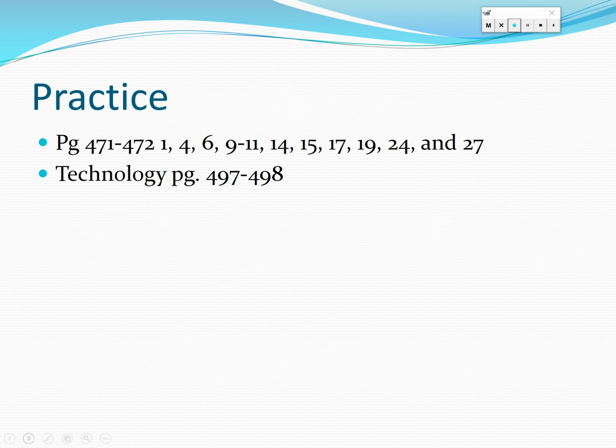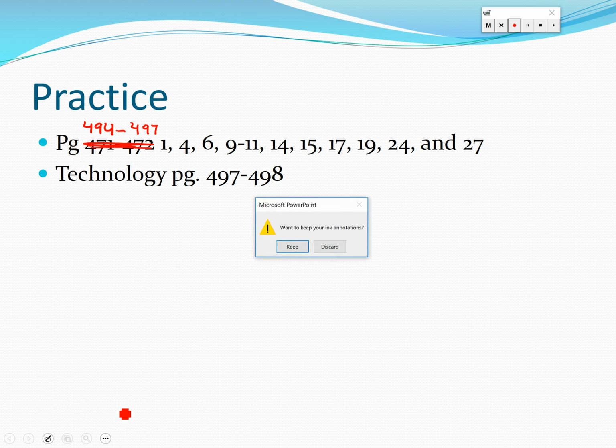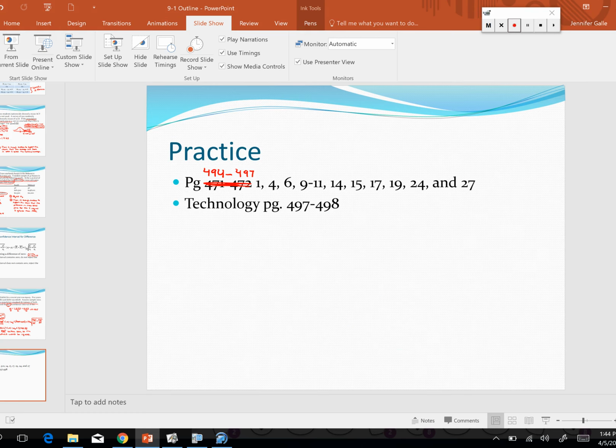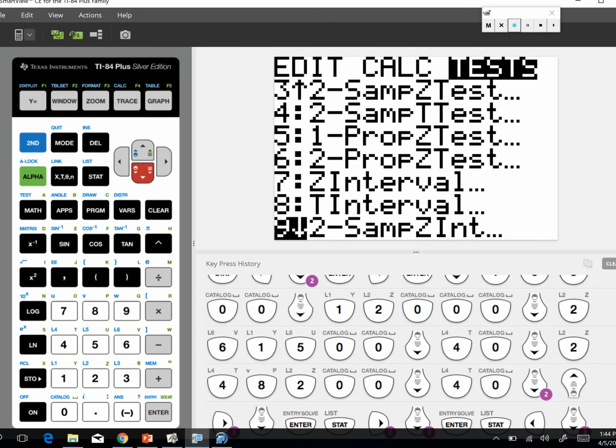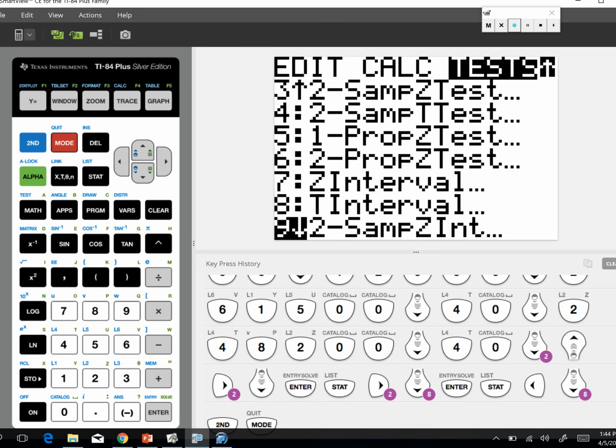On your sheets, you do have an assignment. I don't know how I got the page numbers wrong. I have the technology pages right, but I have these page numbers wrong. The pages should be 494 to 497. And they match with 9-1, so I don't know how I got those wrong, but they got the technology right, so sorry about that, guys. Now, I do want to show you, I'm not going to spend a ton of time on the technology piece. I want to get you guys some time to work. I just want to show you where to go.